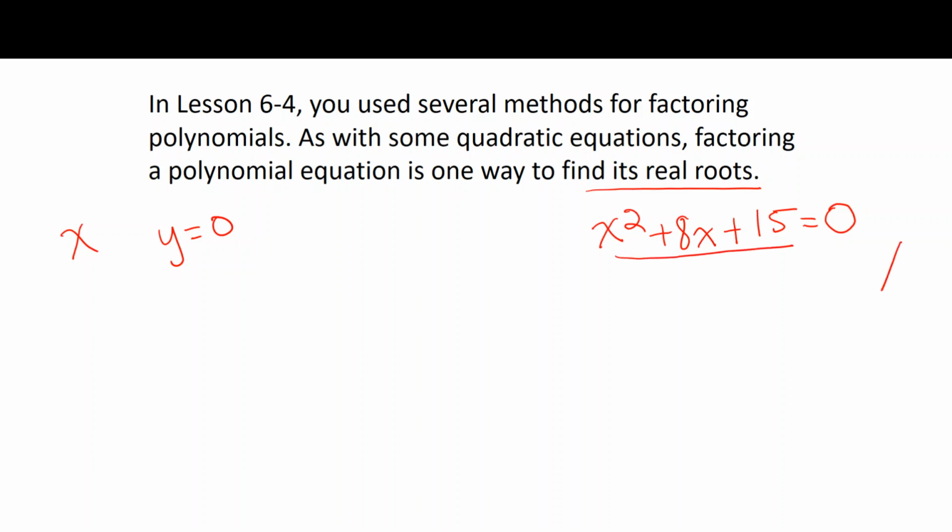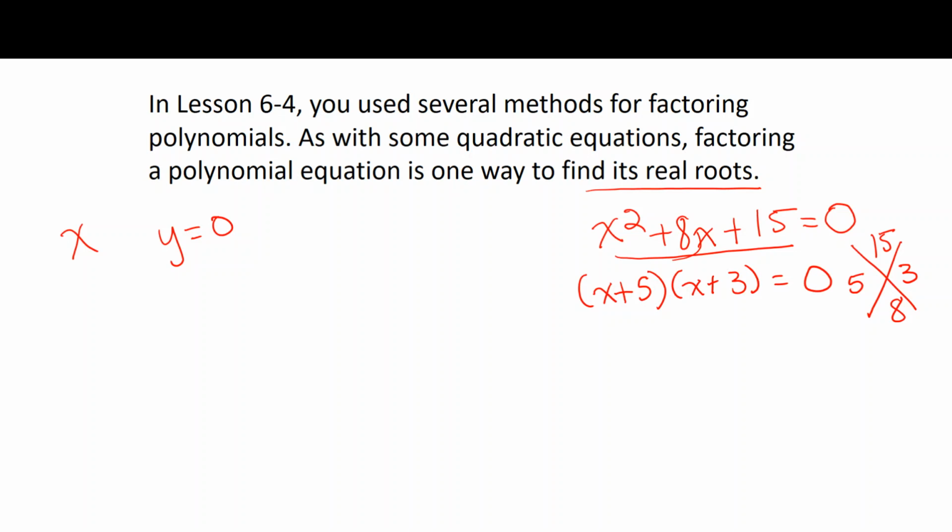And so when I factor, I always do my little x. I take 15 on the top and my 8 down here, and I ask, what two numbers multiply together to get 15 and add together to get 8? Well, I know 5 times 3 is 15, and 5 plus 3 is 8. So that's going to be it. So I'm going to say (x plus 5)(x plus 3) equals 0.